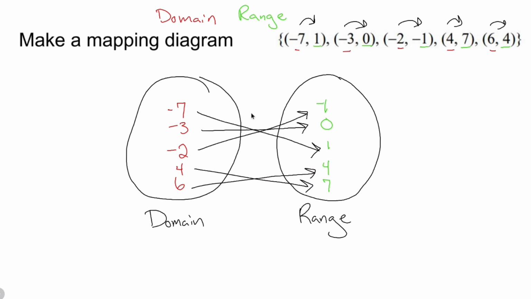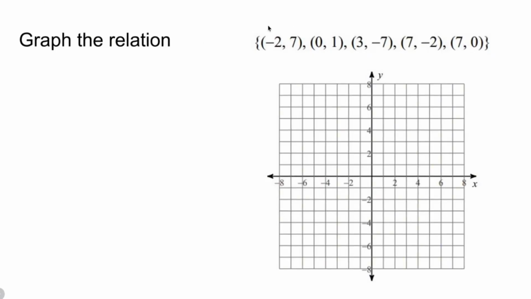Again, depending on the teacher, depending on the book, I made bubbles. Some teachers use rectangles. I called it domain and range. Some teachers use input, output. But either way, you're taking the x values, you're pointing to the y values, and you're making sure everything is in order. Okay? That's a mapping diagram. Hope this helps.